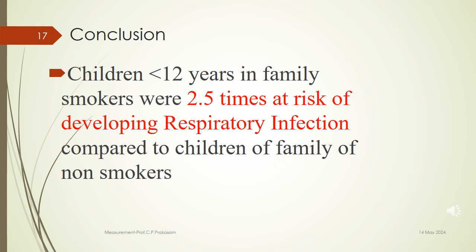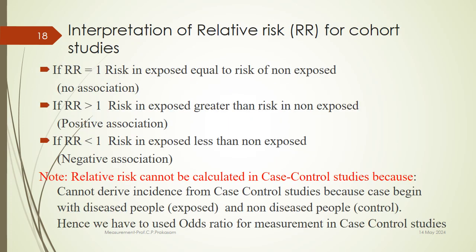Then the conclusion is that children less than 12 years in a family of smokers were 2.5 times at risk of developing respiratory infection when compared to the children of a family of non-smokers. That means the smokers' family children are 2.5 times higher at risk than the children of the non-smoker family. Then we will see the interpretation of relative risk in the cohort study.